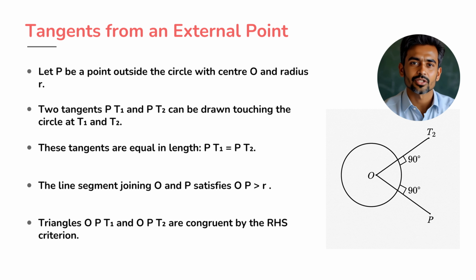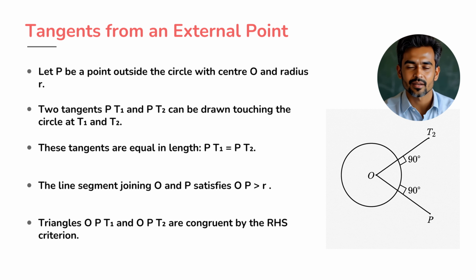Let's start with the first case, when the point lies outside the circle. Imagine a circle with center O and radius R. Now, take a point P outside the circle such that the distance OP is greater than R, that is, OP > R. From that point P, we can draw two tangents touching the circle at points T1 and T2. And here's the interesting part. Both tangents are equal in length, which means PT1 equals PT2.